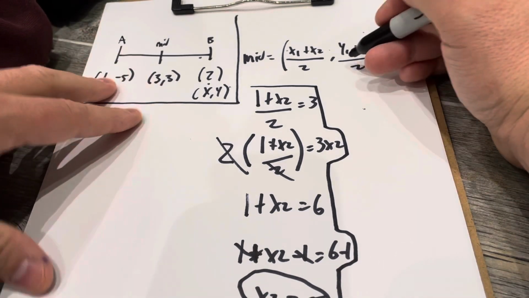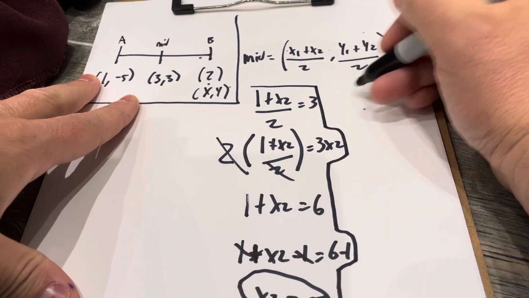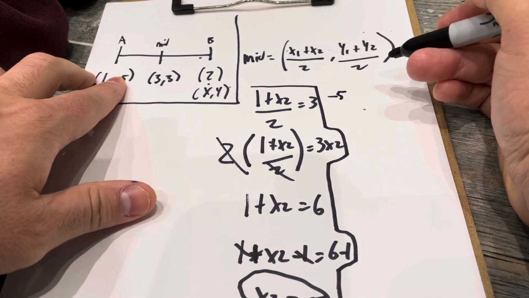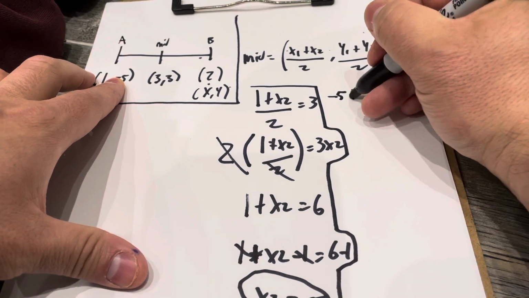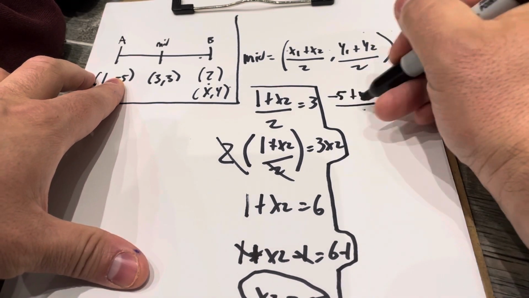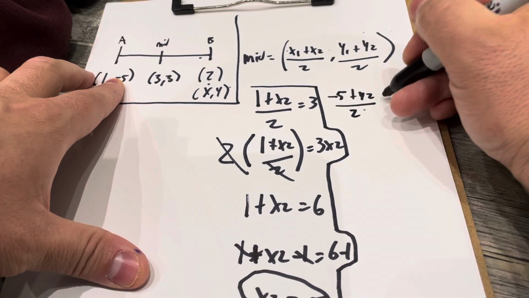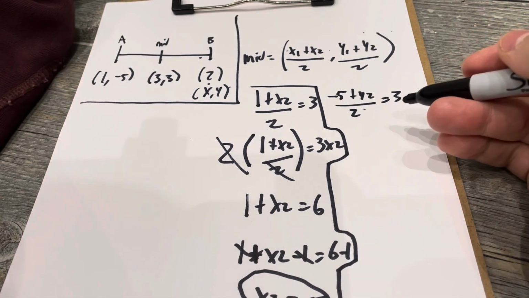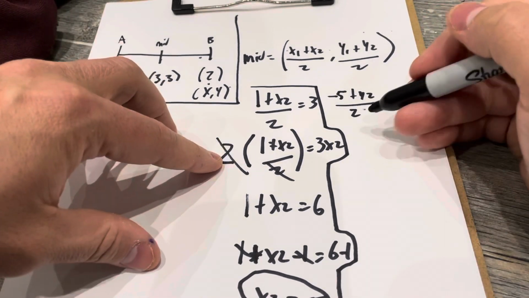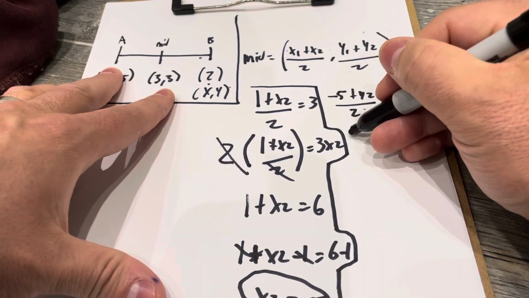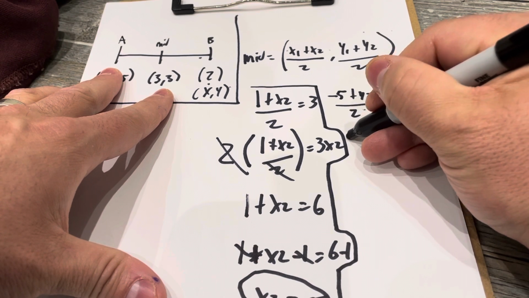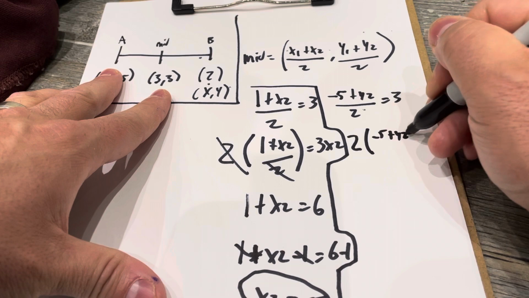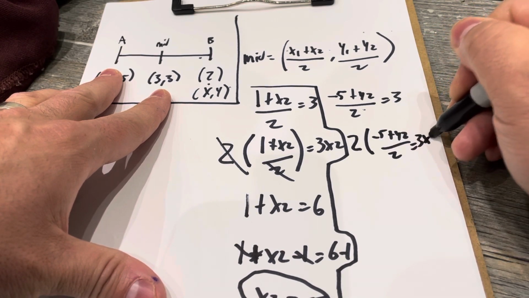So for y, we're going to input our y1, which is -5 over there, as you can see, plus y2 over 2 is equal to 3, because our midpoint y is going to be 3. So now we're going to do the exact same thing. We're going to try and get rid of the divided by 2. So we're going to take this whole side and multiply it by 2. So 2 times (-5 plus y2) divided by 2 equals 3 times 2.